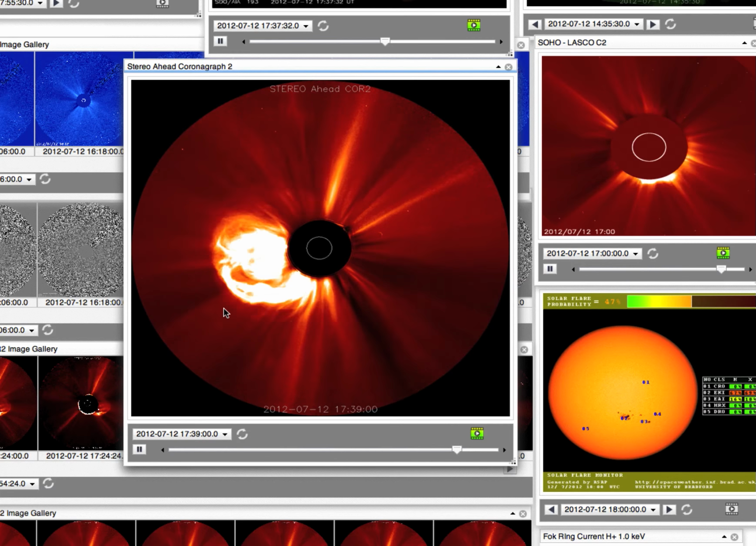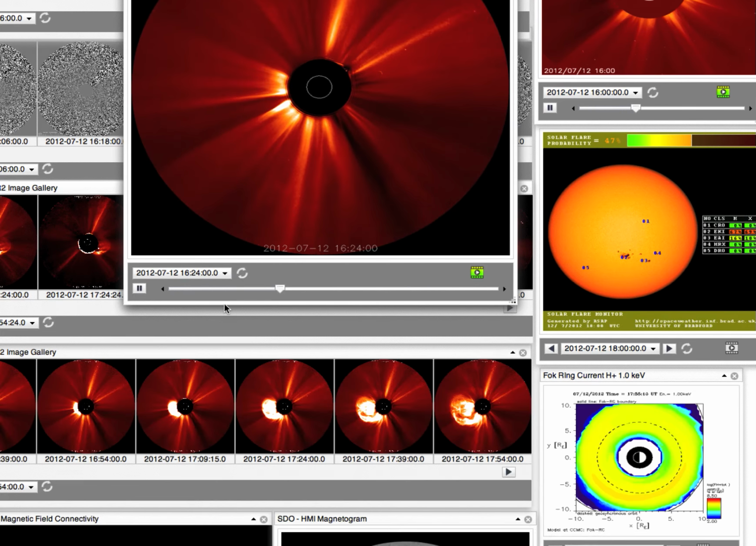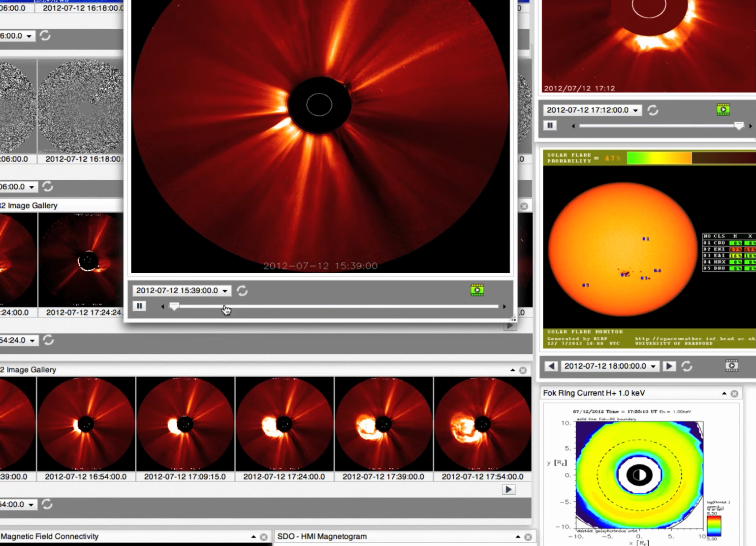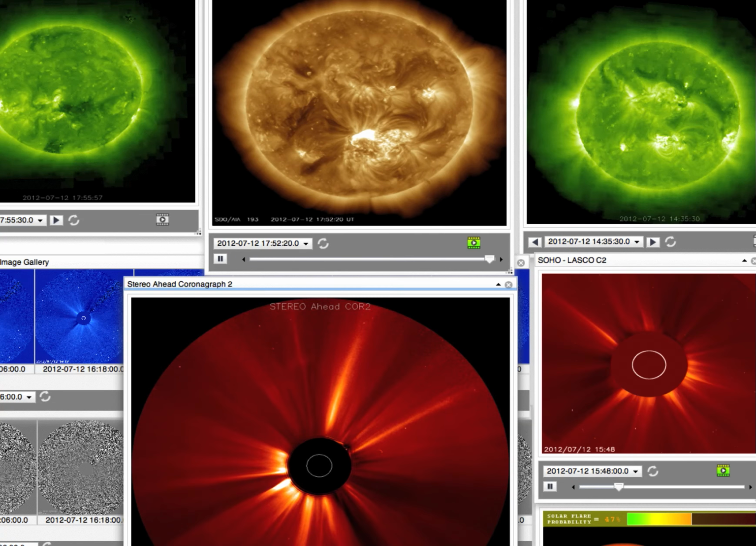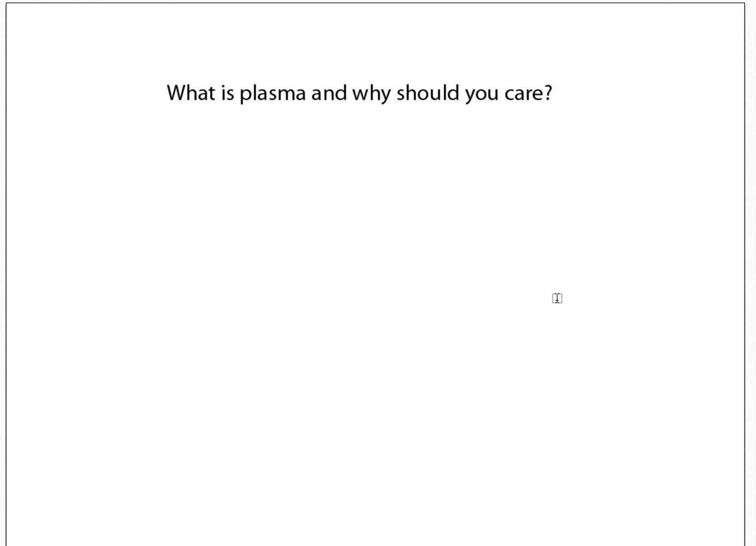So really much of space weather, much of the physics of space weather, is also physics of plasma. So really from the fundamental viewpoint, in order to understand space weather, you need to understand the behavior of plasma. Okay. So with that, let's discuss a little more in detail exactly what plasma is.